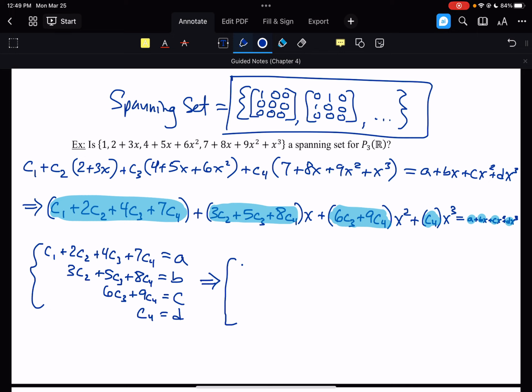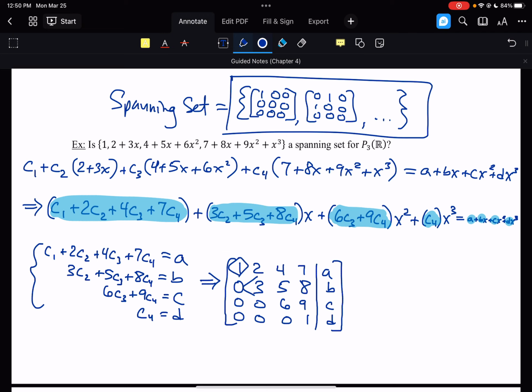So if we put this into the matrix form, that's 1, 2, 4, 7 with A, 0, 3, 5, 8 with B, 0, 0, 6, 9 with C, 0, 0, 0, 1 with D. Notice this is an upper triangular matrix. We have all of our proper spots here for our pivots. This is going to have one unique solution.